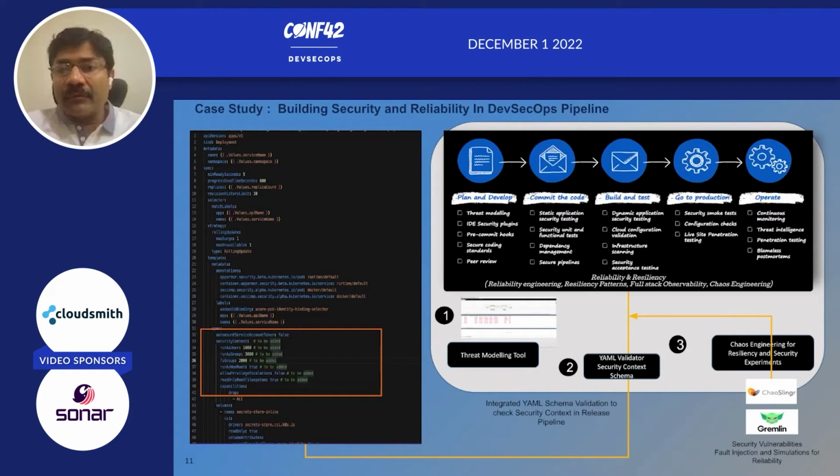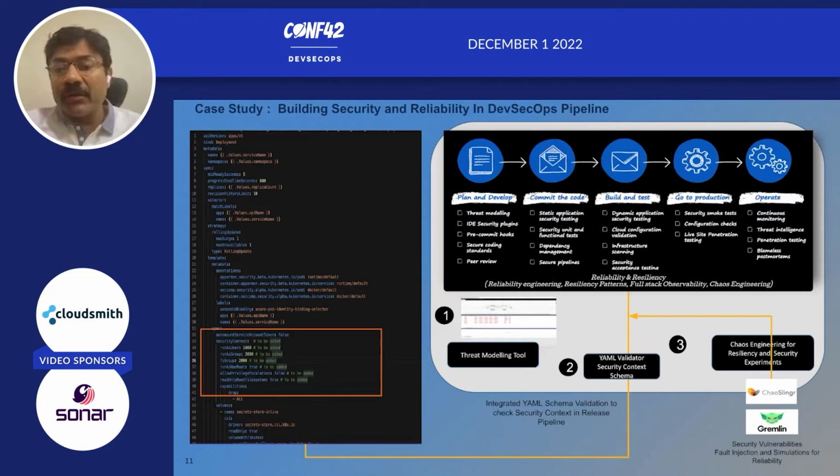Before going to production, when you are moving your code into non-production and production environments, chaos engineering and security experiments can be conducted using security experiment tools like Chaos Slinger and Gremlin, which will help you understand the complexity. You need to navigate the complexity, and if any turbulent condition arises, you need to be prepared for that, giving confidence to the developers and the operations team.